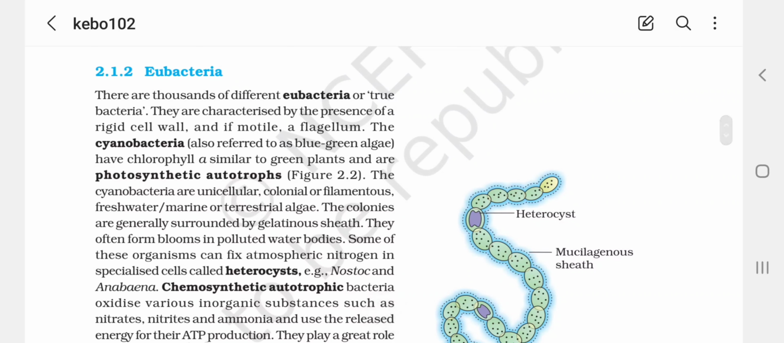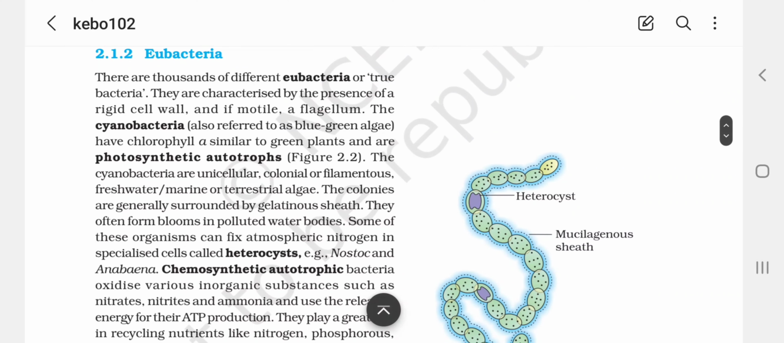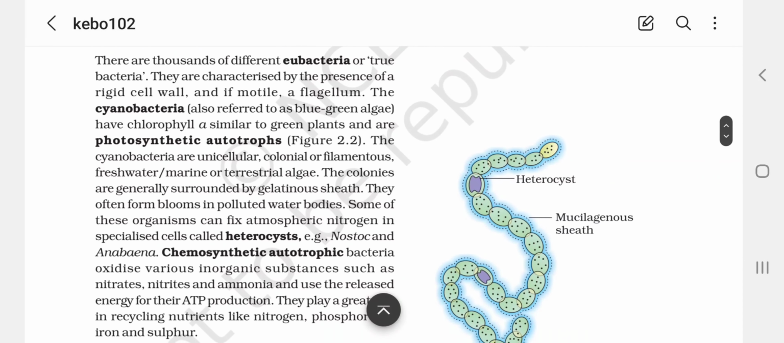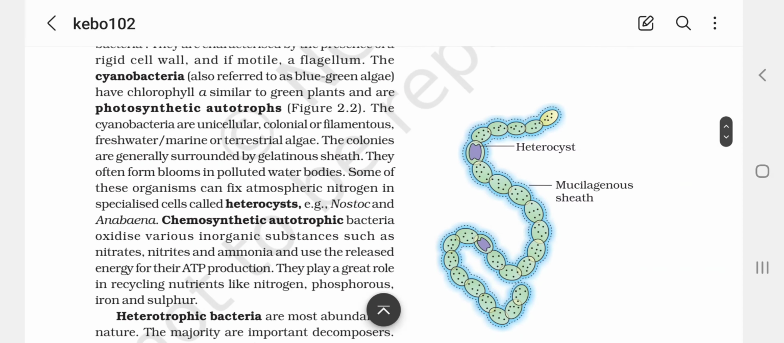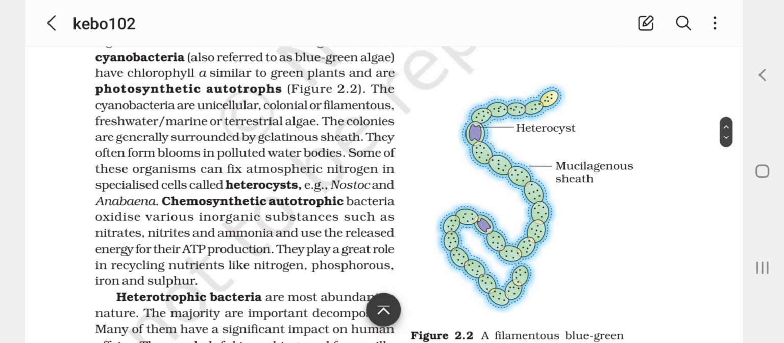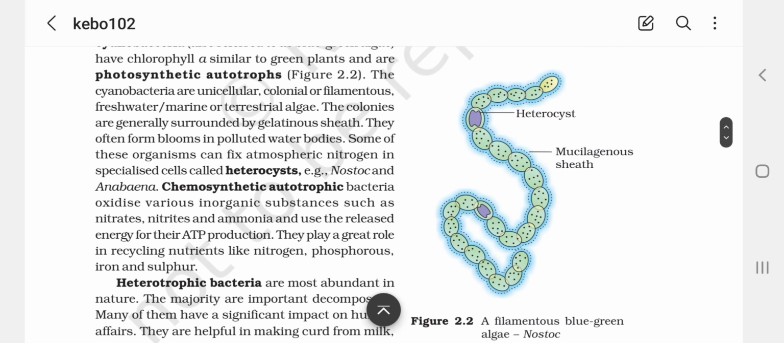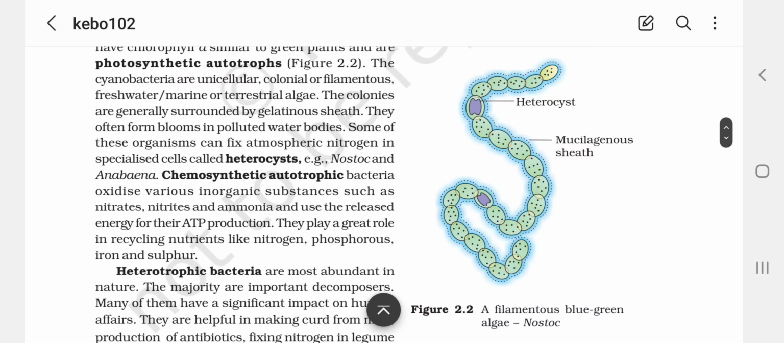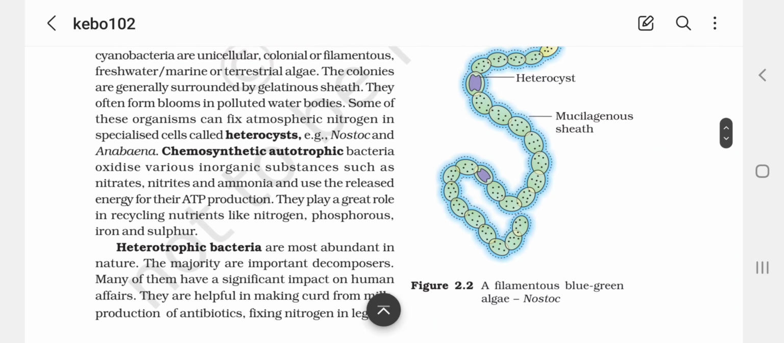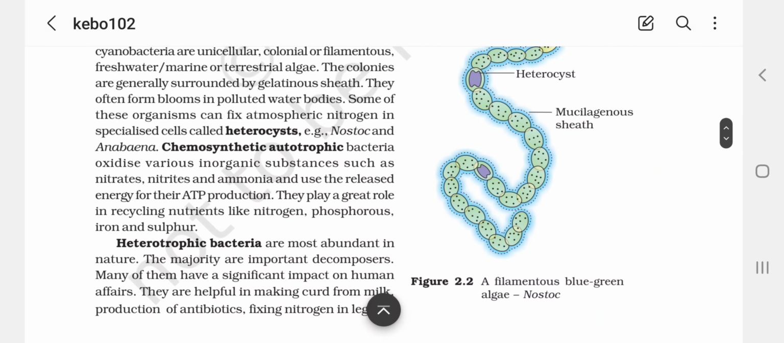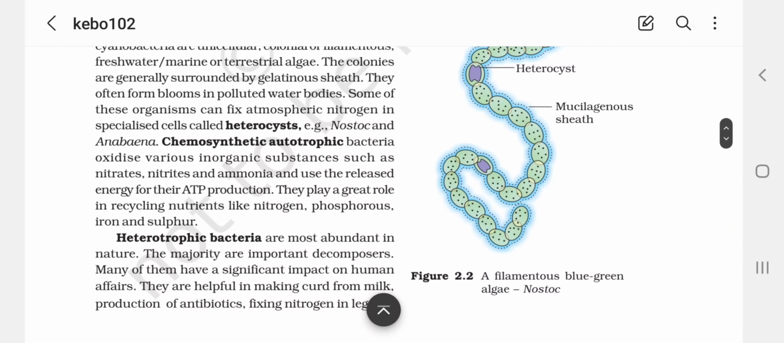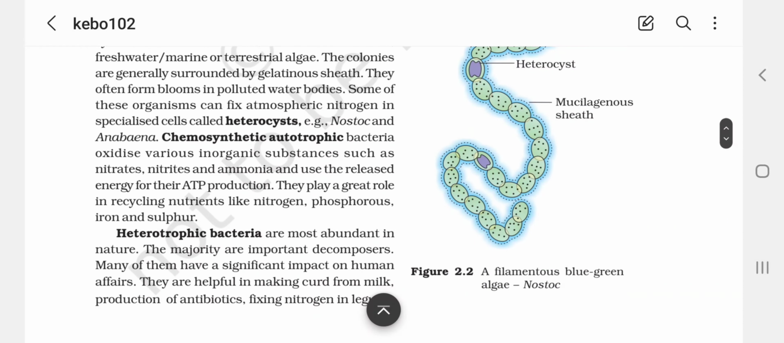2.1.2 Eubacteria. There are thousands of different eubacteria or true bacteria. They are characterized by the presence of a rigid cell wall and, if motile, a flagellum. The cyanobacteria, also referred to as blue-green algae, have chlorophyll a, similar to green plants, and are photosynthetic autotrophs. Figure 2.2. The cyanobacteria are unicellular, colonial or filamentous, freshwater, marine, or terrestrial algae. The colonies are generally surrounded by gelatinous sheaths. They often form blooms in polluted water bodies.